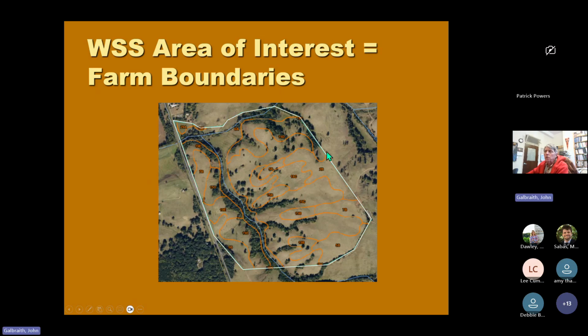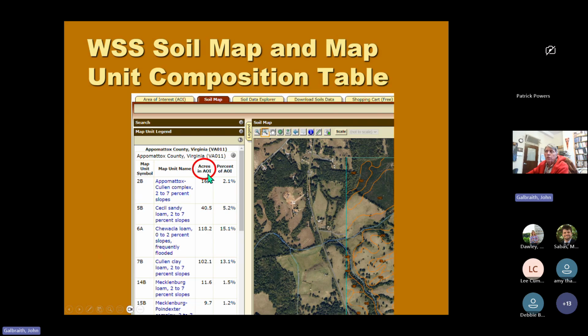This is the advantage of Web Soil Survey: you can draw an area of interest, which is this white line, which I'm assuming is somebody's property lines. And if you're trying to calculate the area within that area, it will tell you. It will calculate and do all the geography, all the mathematics for you. So it comes up with the information on the different map units, the percentage, and the total acres.